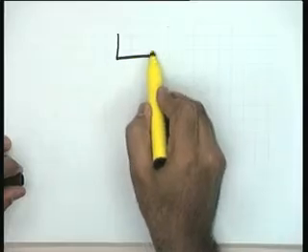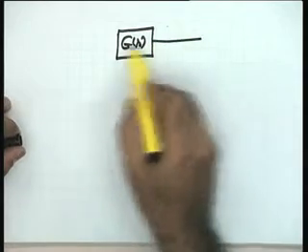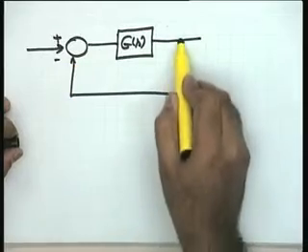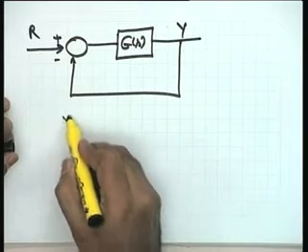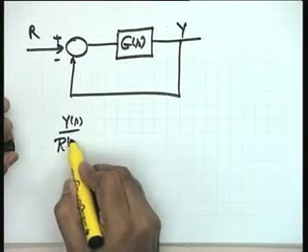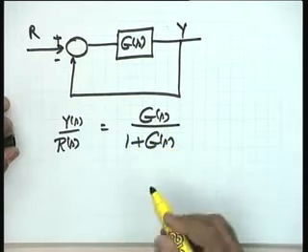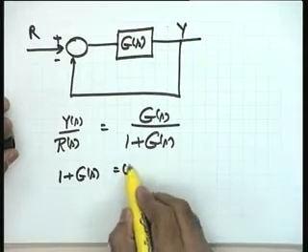Let us revisit the conclusions we arrived at last time regarding stability. I will put it this way: suppose I have a closed loop system of this form, G(s) is the open loop transfer function or the forward path transfer function. Just let me take it for simplicity, a unity feedback system, R is the input and Y is the output. We know that the closed loop transfer function Y(s)/R(s) equals G(s) over 1 plus G(s). The characteristic equation of the system is 1 plus G(s) equal to 0.